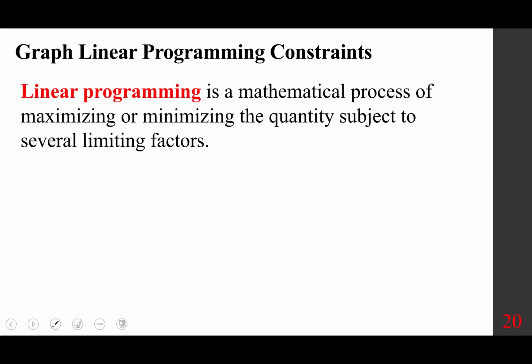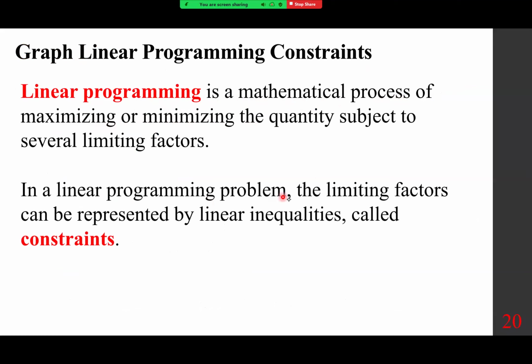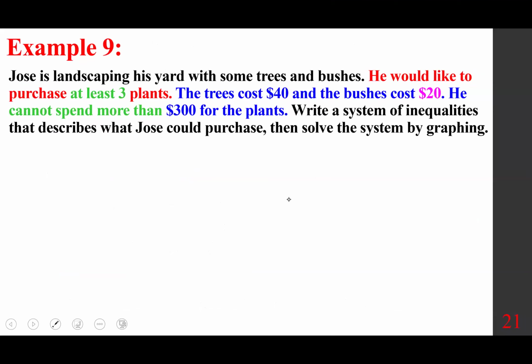Finally, I want to mention this concept of linear programming and the constraints. Linear programming is a mathematical process of maximizing or minimizing the quantity subject to several limiting factors. In a linear programming problem, the limiting factors can be represented by linear inequalities called constraints. Here's a simple example.